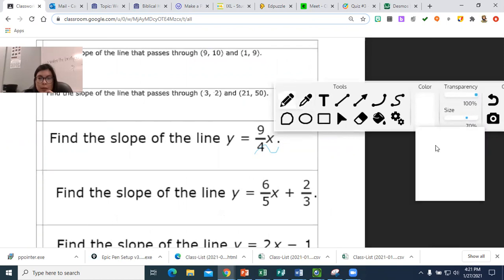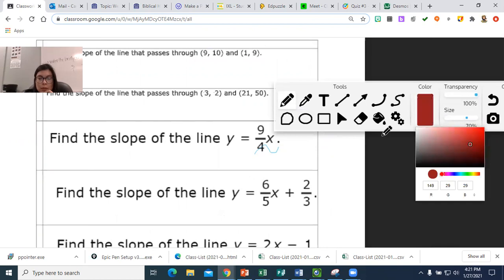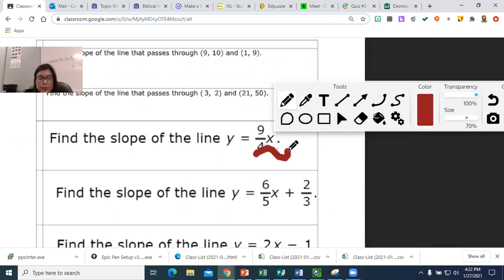Technical issues. That's the one with the x. So this would be my slope. My slope would be 9 over 4. Slope is 9 over 4 because it's the one that has the x with it.